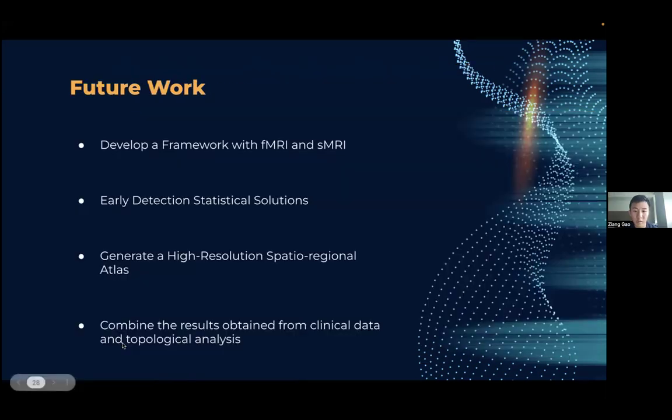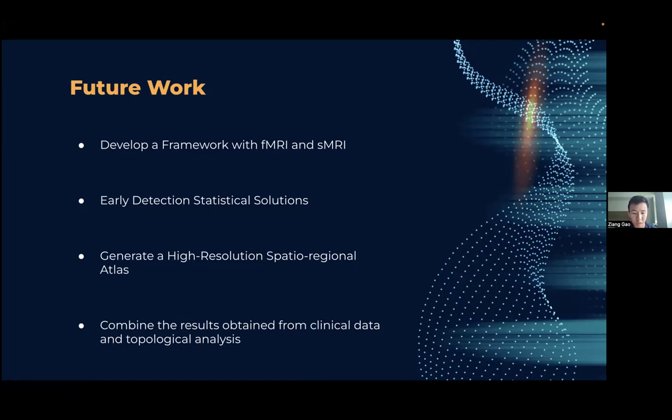Our future work contains mainly 4 steps. Our first step is to create a comprehensive framework integrating both structural and functional MRIs to analyze brain biomarkers for early prediction of Alzheimer's disease. Our second step is to develop an advanced statistical method for early detection of neurological disorders using the imaging data.